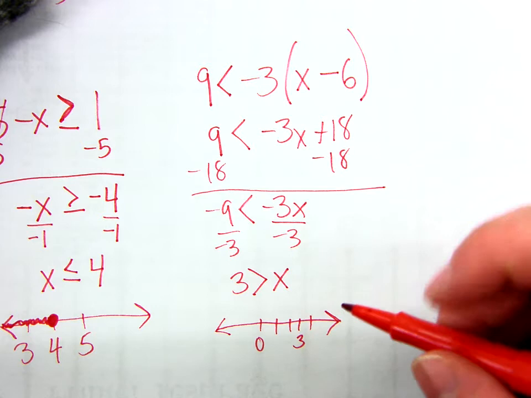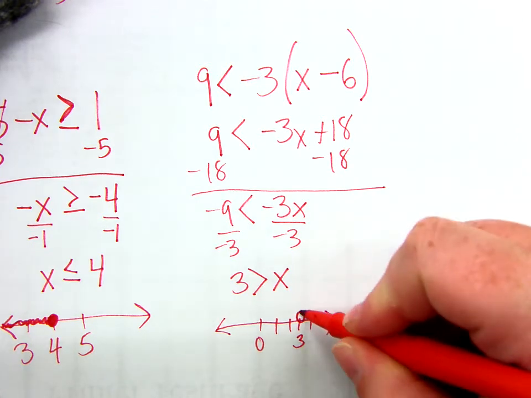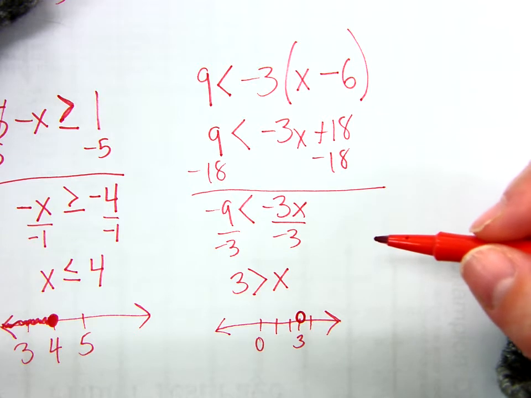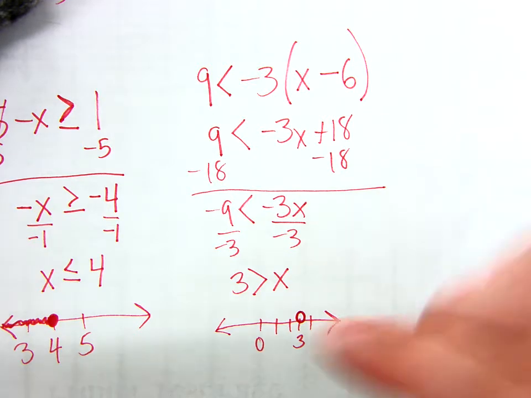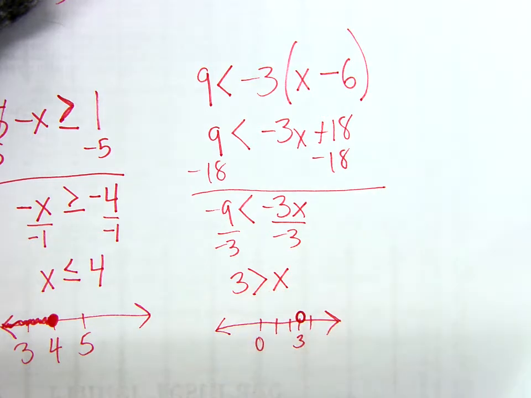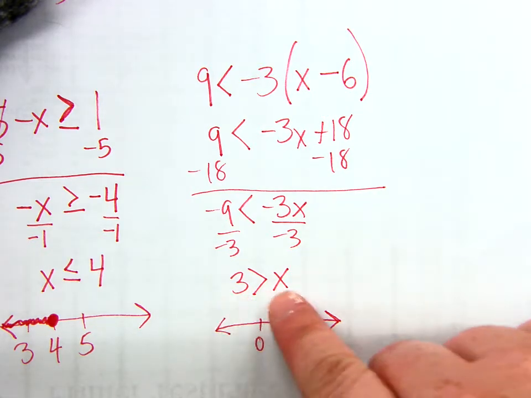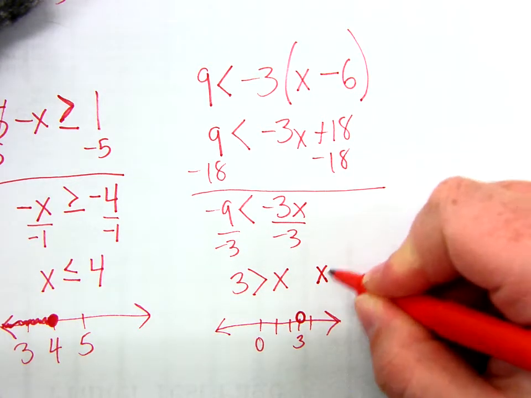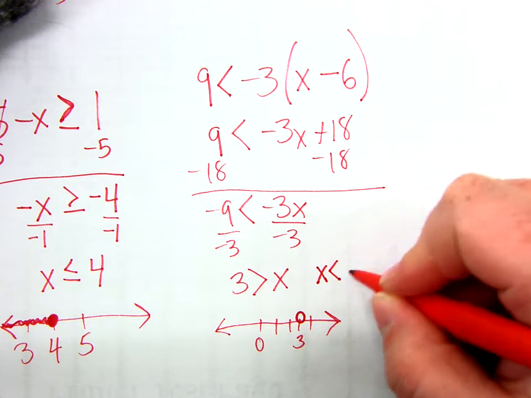Open or closed dot at 3? Open, and then you shade which way? To the left. Remember, when the variable's not first, I'm already irritated. So I'm going to rewrite this so that the variable is first. I'm just going to mirror image it all over. The arrow's pointing at the x, the arrow's pointing at the x, and then the 3.